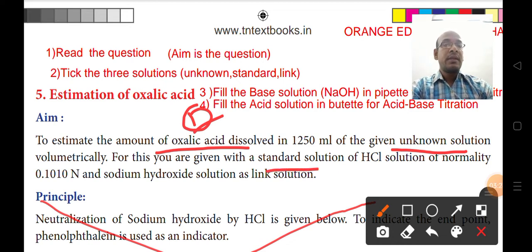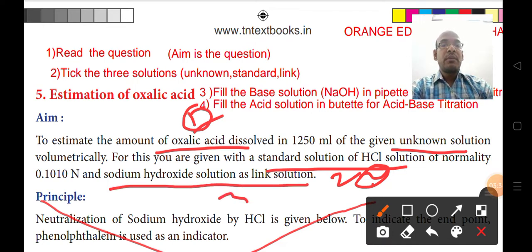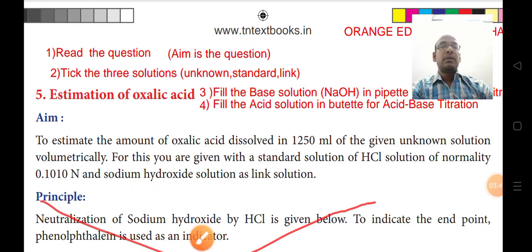The standard solution is standard HCl. Second, the third solution is the link solution, sodium hydroxide. Using that three solutions, we can write the short procedure.